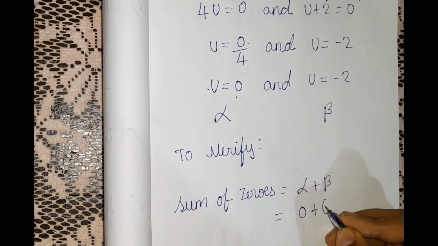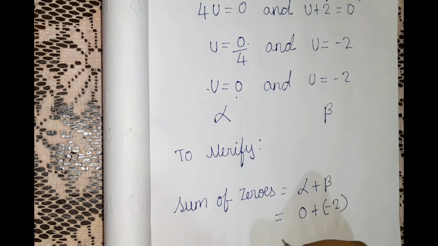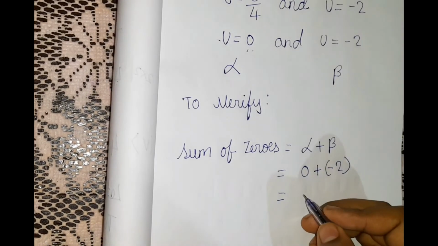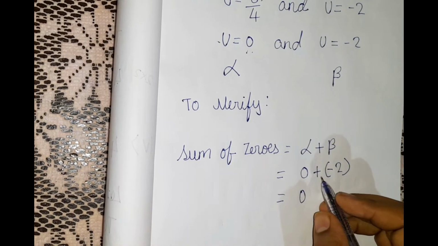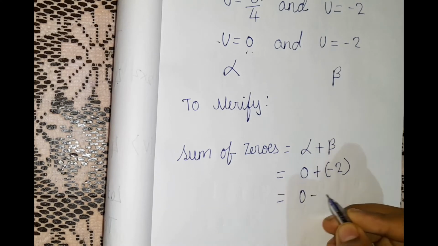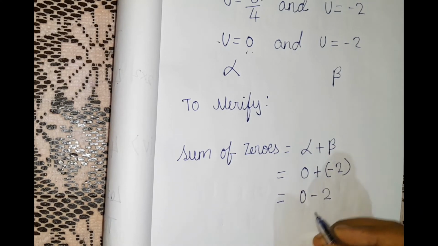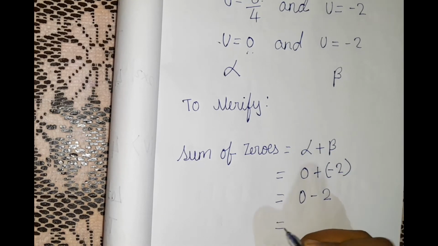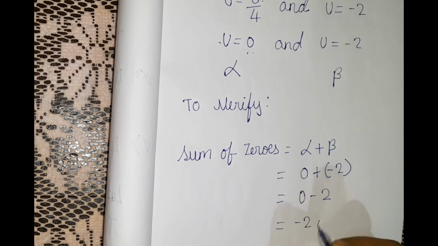Let us write it in the bracket, that is minus 2, is equal to 0. We shall write it as it is, and plus into minus is minus, and we shall write 2 as it is. So now it is 0 minus 2. So 0 minus 2 is minus 2. Okay, this is the answer.